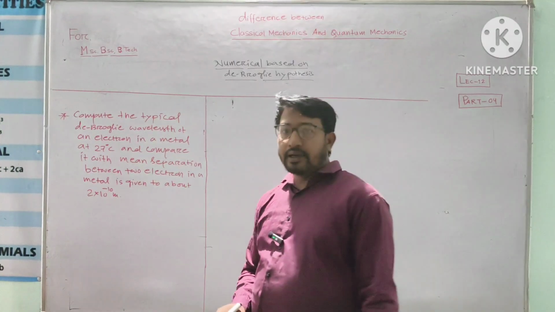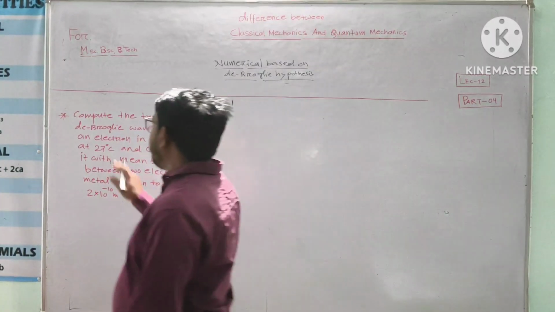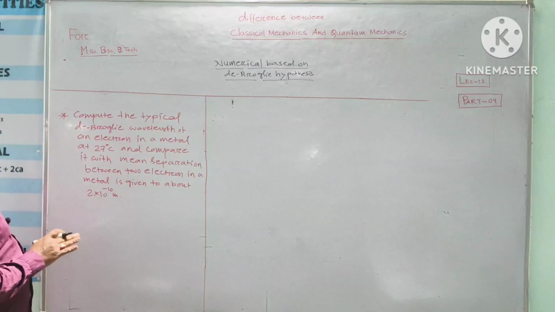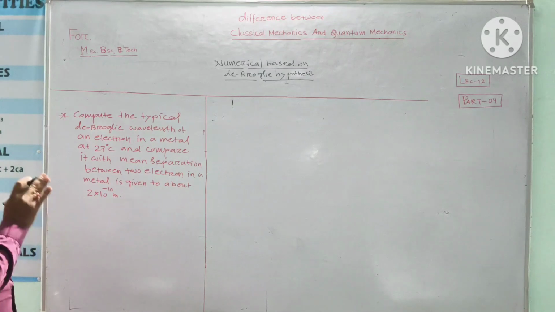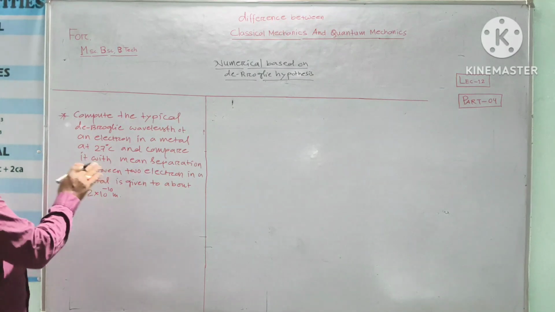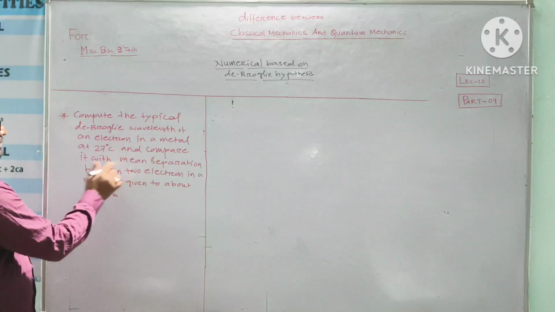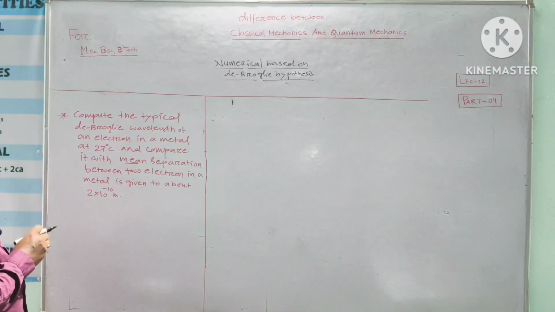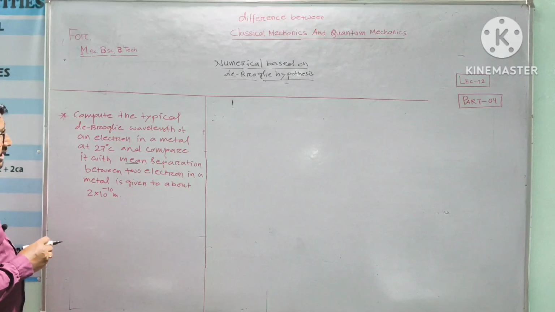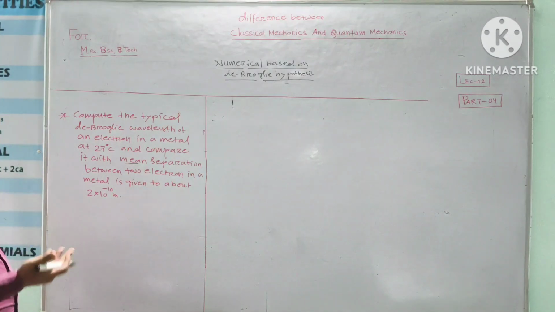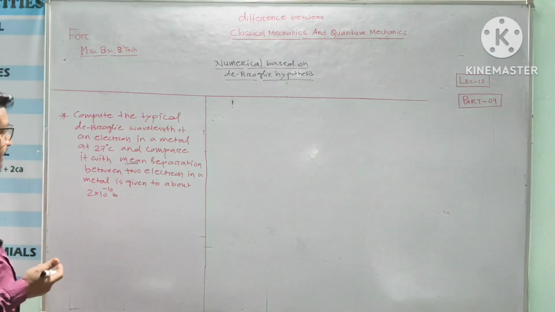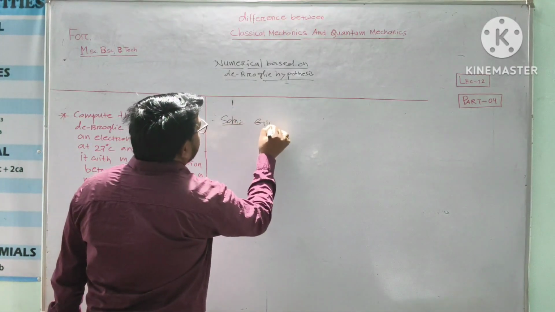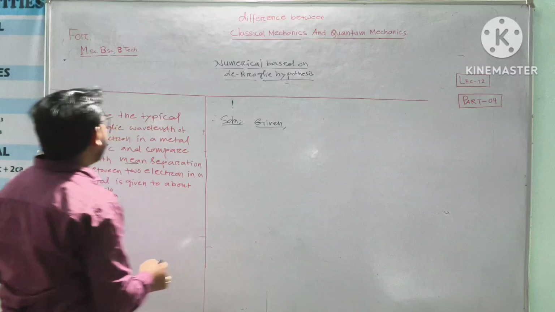Our next problem is the statement of this problem. Compute the typical de Broglie wavelength of an electron in a metal at 27 degrees Celsius and compare it with the mean separation between two electrons in a metal, which is given to be about 2 into 10 to the power minus 10 meter. So first of all, we are going to find out the de Broglie wavelength. Solution: the given information of this question, the particle is electron, this is clear.